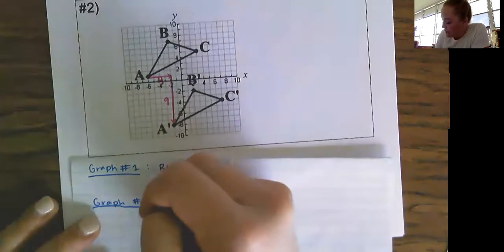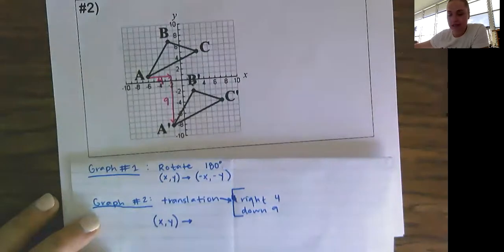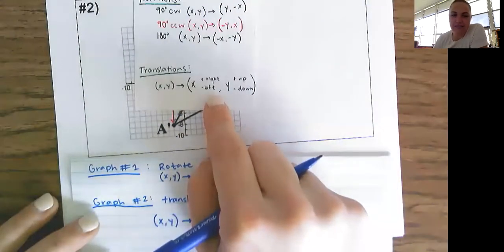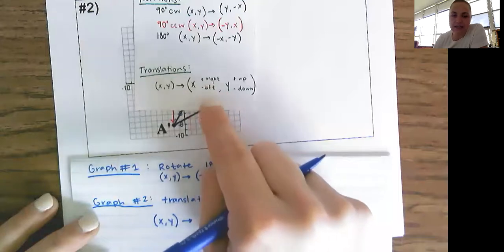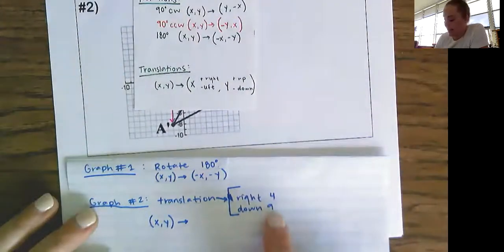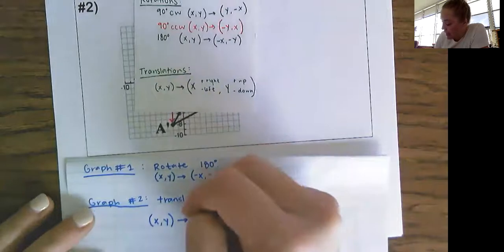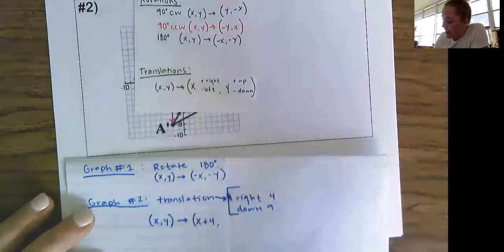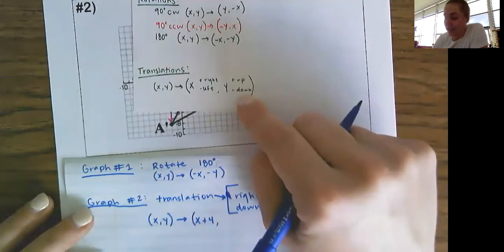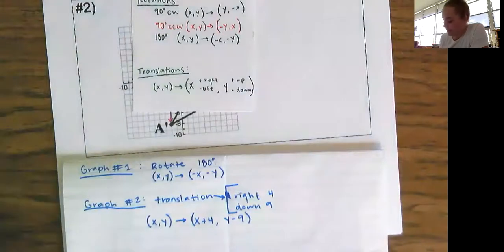Okay, let's write our mapping for this one. I start with x comma y, and I draw my arrow, but I'm going to go back to the note card that I had a moment ago. You'll see this on my note card: x plus right, x minus left, y plus up, y minus down. So if I'm going to the right 4 and down 9, right would be adding. And since I'm going to the right 4, I'm going to be doing x plus 4. And y is going to deal with this down 9. Down is subtracting, so I'm going to say y minus 9. And that's all for that one. That is graph number 2.